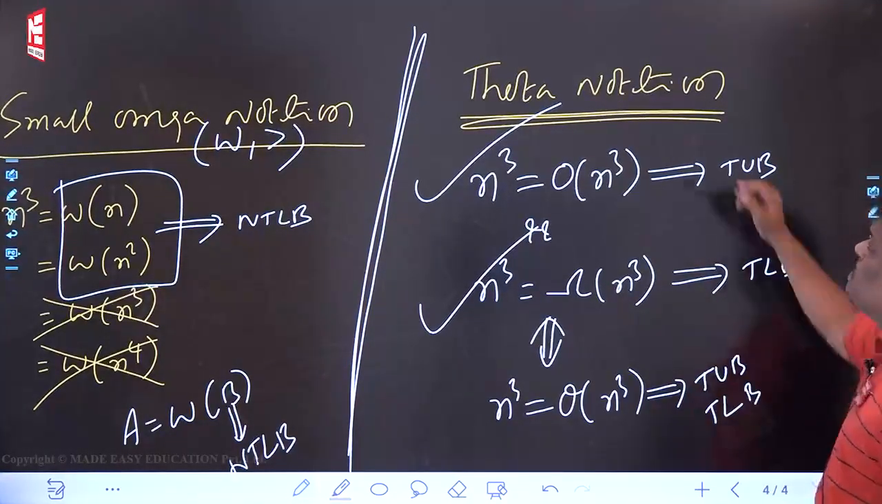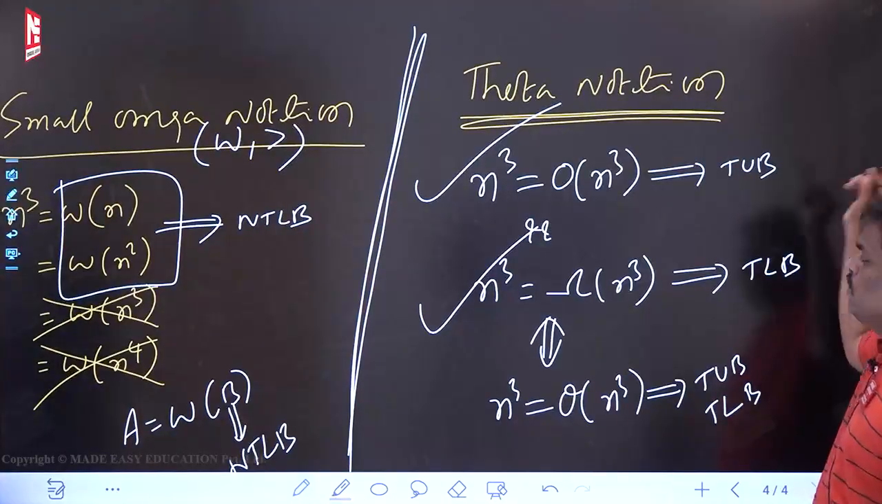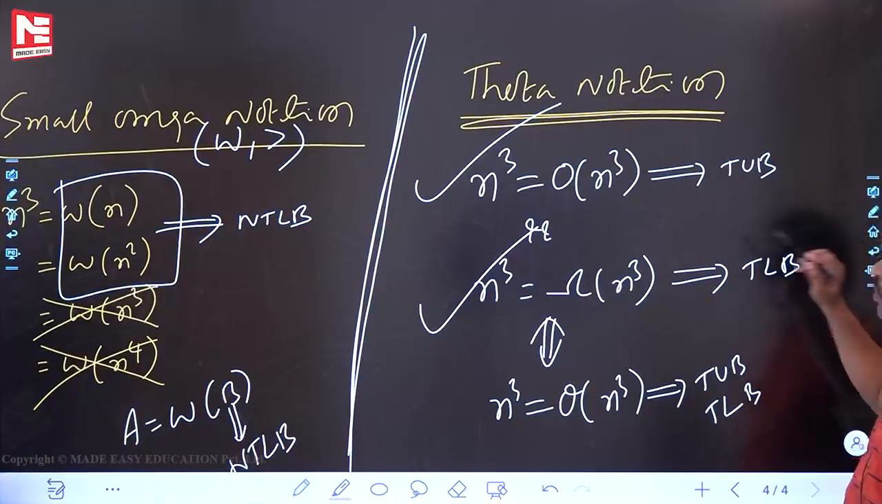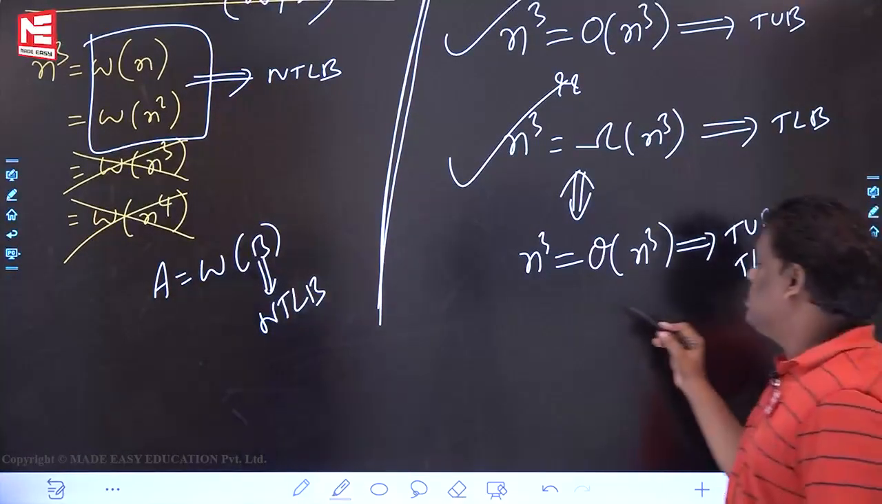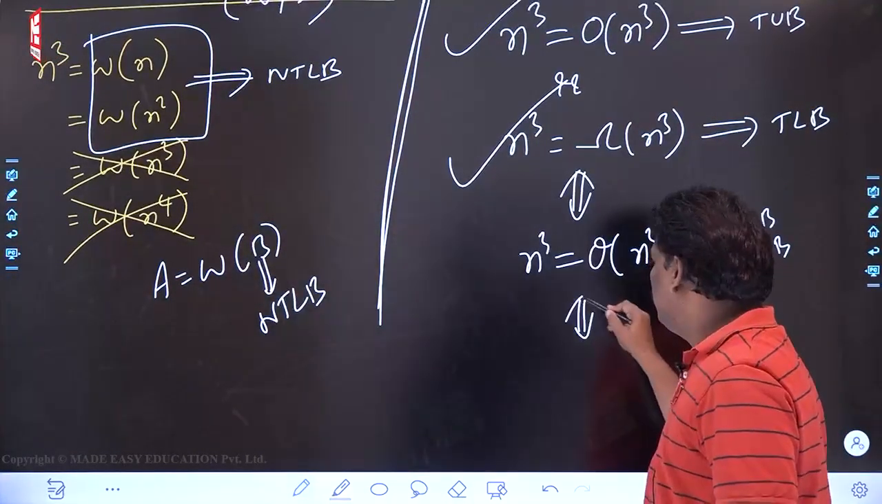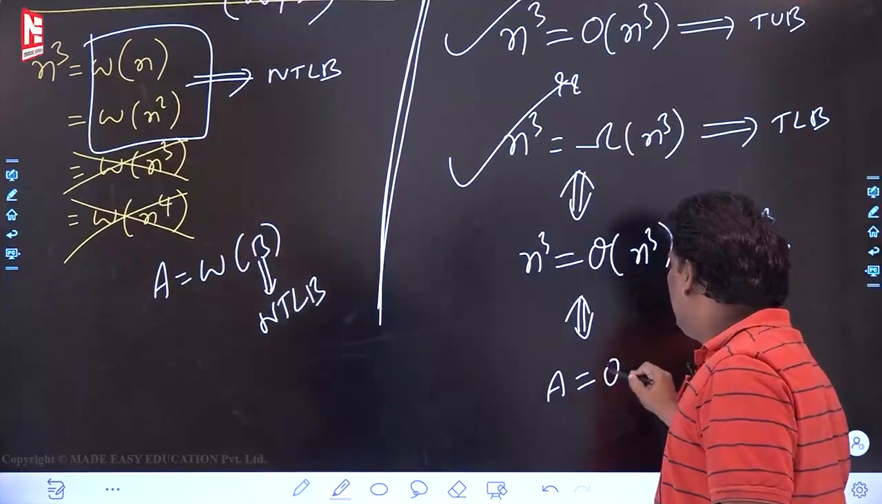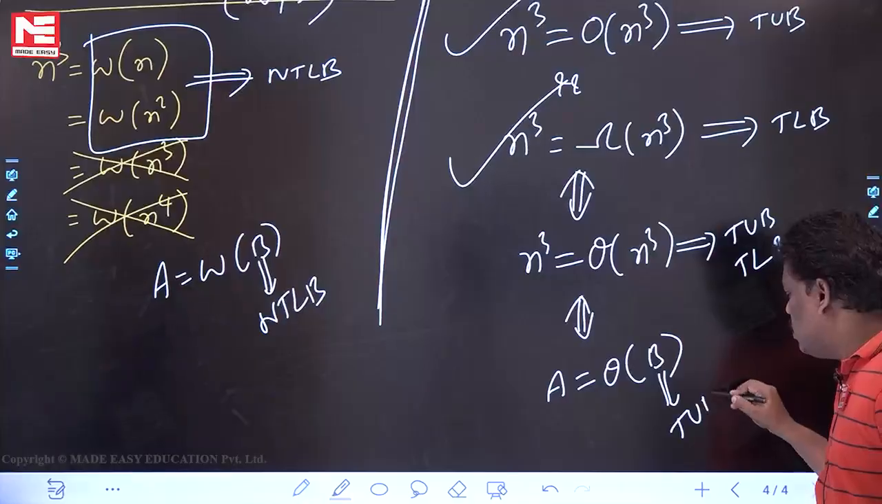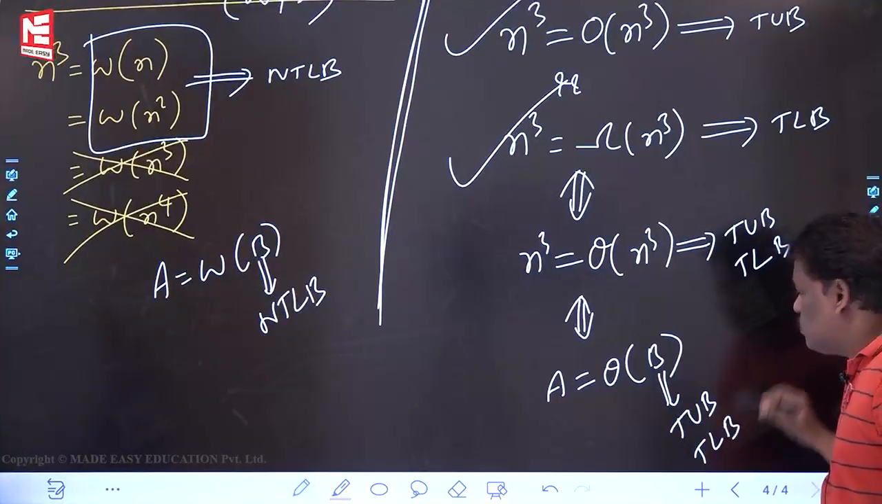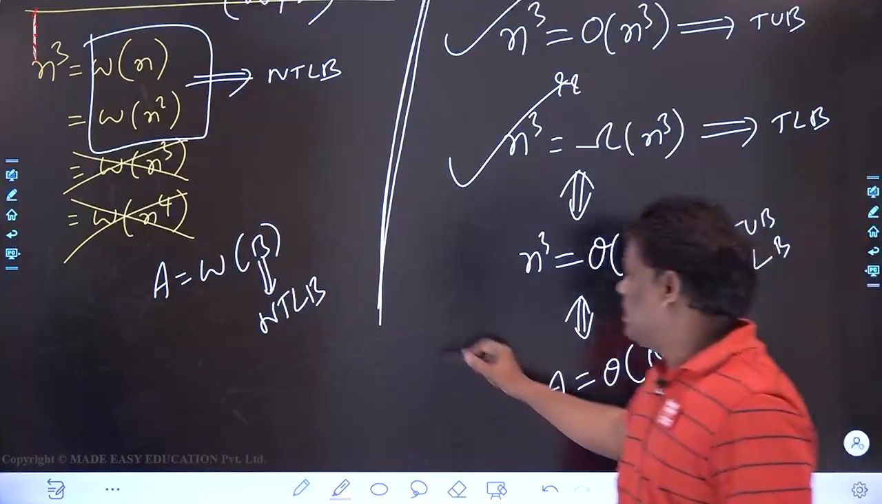Please be careful. This indicates that it is the tightest upper bound. This indicates that it is the tightest lower bound. Both are possible. What is the meaning? Tightest upper bound also, lower bound also. Can you see the final conclusion? A is theta B. What is the meaning? It indicates that B is the tightest upper bound and also the tightest lower bound. That is the meaning of theta.